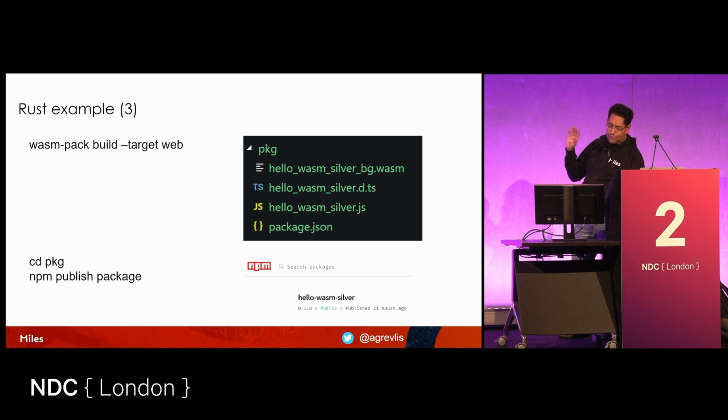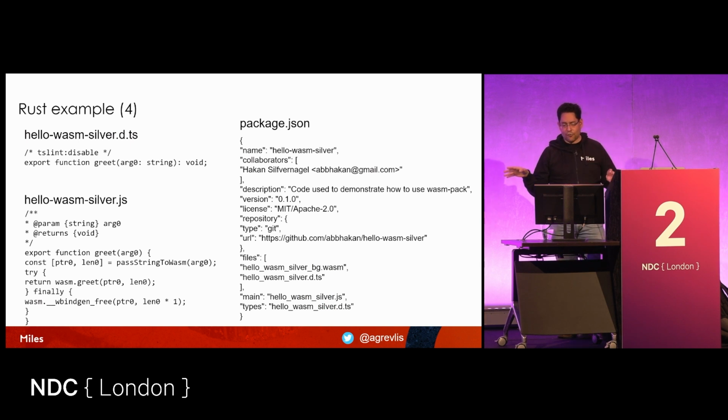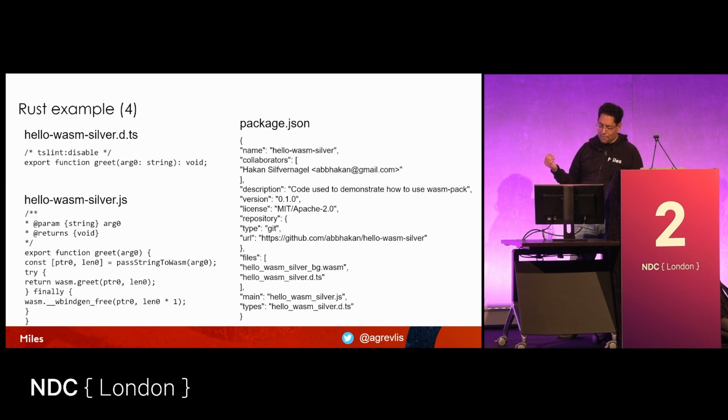But let's have a look at this package structure and what we get here from that. So first of all, we get the TypeScript file. And in this TypeScript file, it's defined what are the functions that an external application can actually call. And as we can see here, there's only one function, which is greet. And it takes an input parameter, which is a string, and it doesn't return anything.